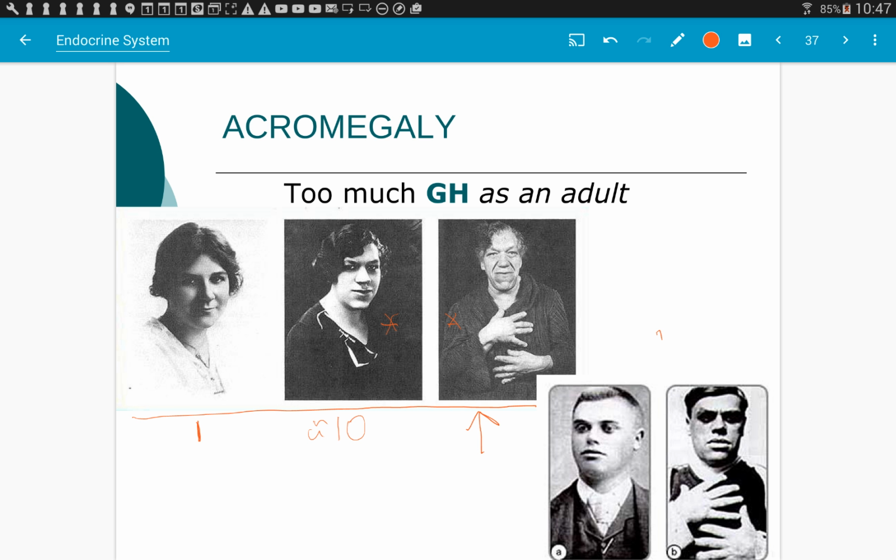Down here we have an example of a young man who also had acromegaly. And so this first picture, picture A, is prior to him showing symptoms for it. And this next picture is probably only about 10 years later, because he still is fairly young in this picture. What differences do you see in this young man? Guys, he probably just grew his hair out.